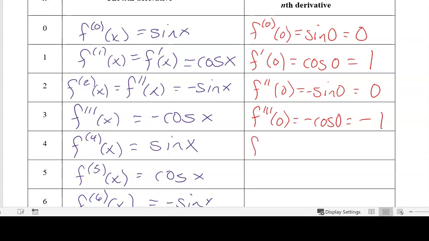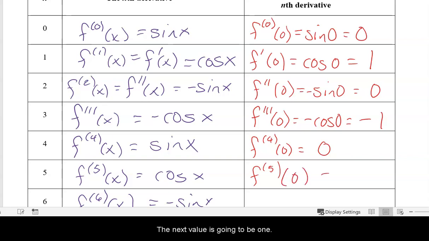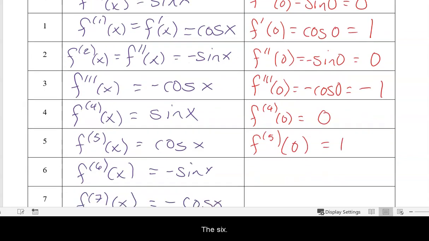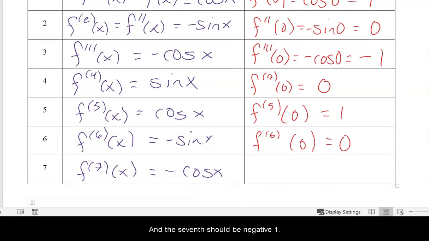The third derivative at 0 would be negative cosine of 0, which will give us a negative 1. The fourth derivative at 0, we're back to sine of 0 again, and since sine of 0 we already know is 0, our pattern here will repeat as well. That's going to be 0. The next value is going to be 1. The sixth should be 0 again, and the seventh should be negative 1.